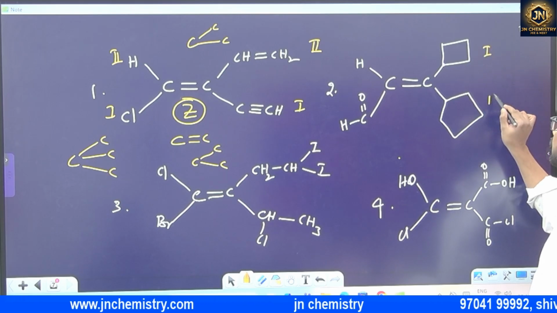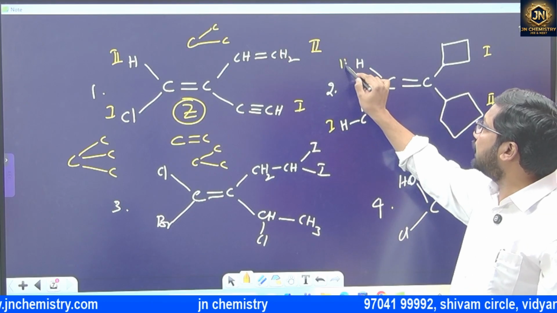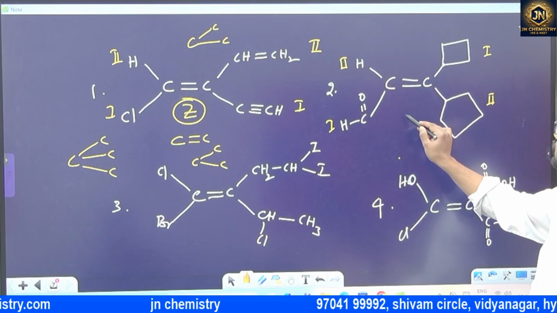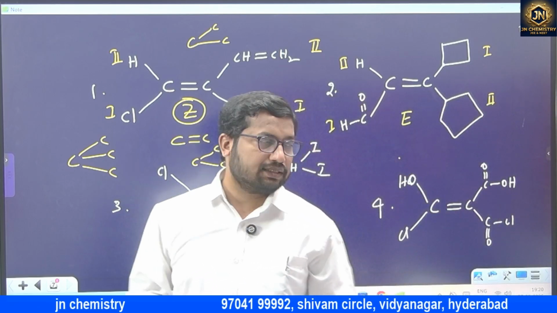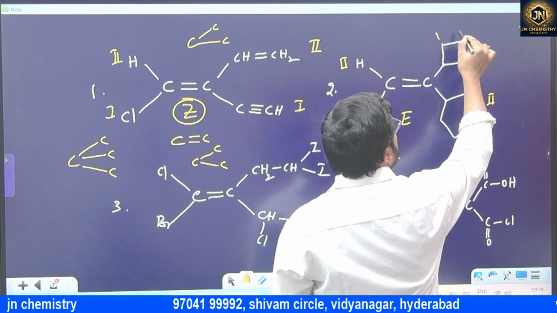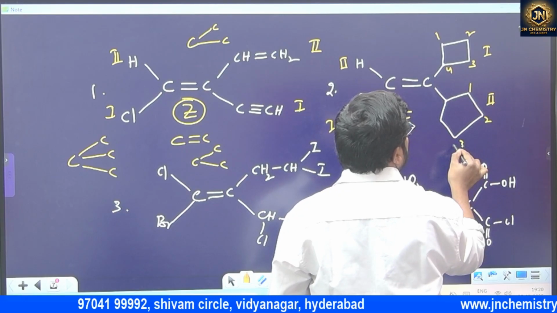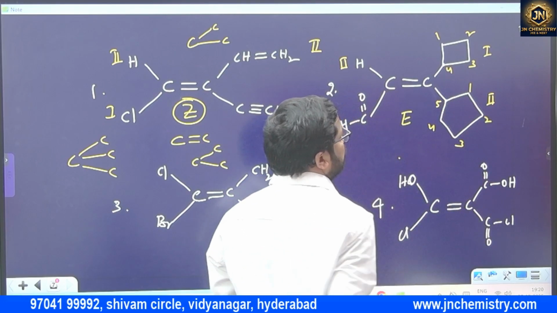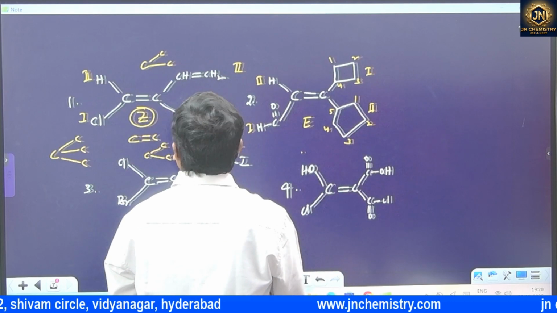First small ring, second big ring. This is first, this is second, right? This is E. So why does the small ring get more priority? Here, try to understand: 1, 2, 3, 4, fifth row.